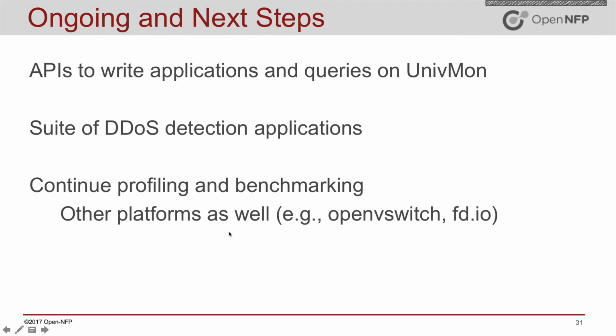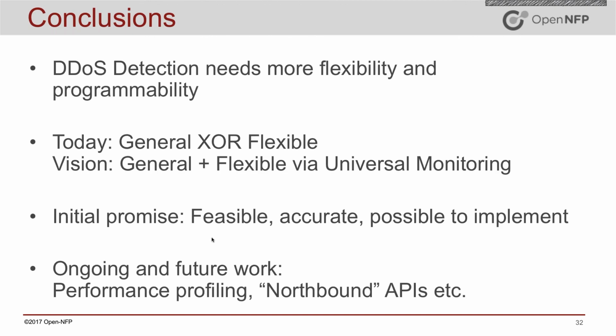All right. So I think we are pretty much done. Just to conclude, DDoS detection is a hard problem. It requires a lot more flexibility and programmability from the data plane. Today, we are stuck in this world where you have either general monitoring or flexible, high fidelity monitoring. What we want is to have both. And this initial promise of universal monitoring shows that it's feasible, accurate, and possible to implement. There's a whole bunch of open questions in terms of improving the performance, northbound APIs to write these applications, and prototyping actual applications, and so on.